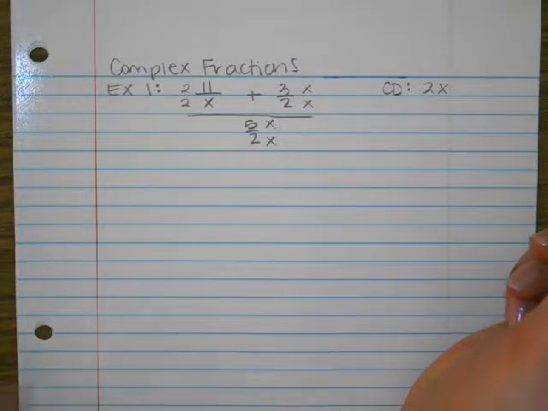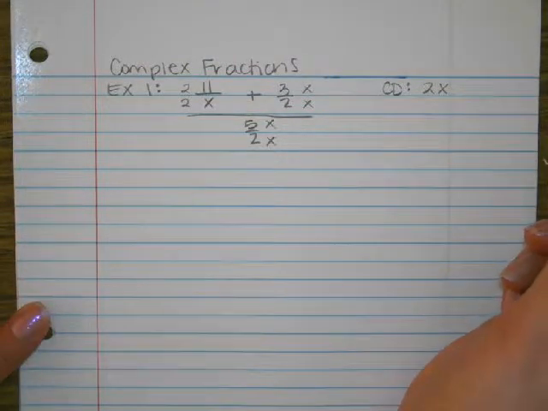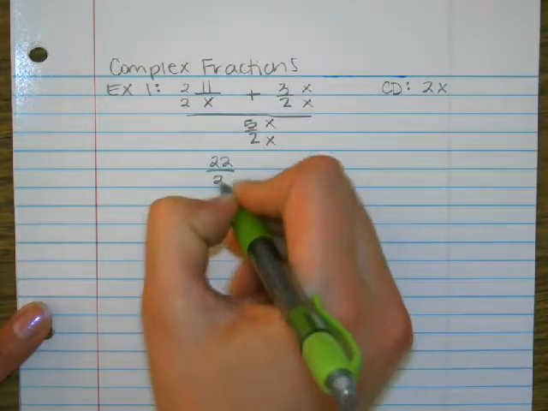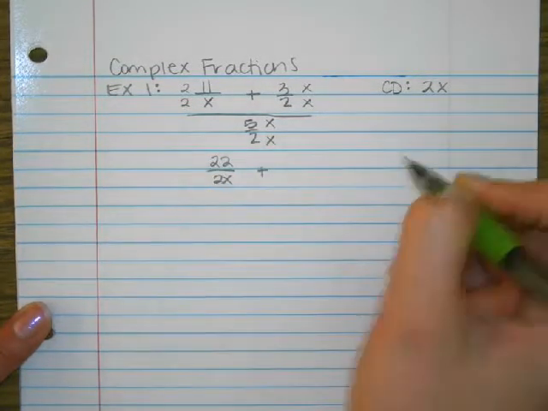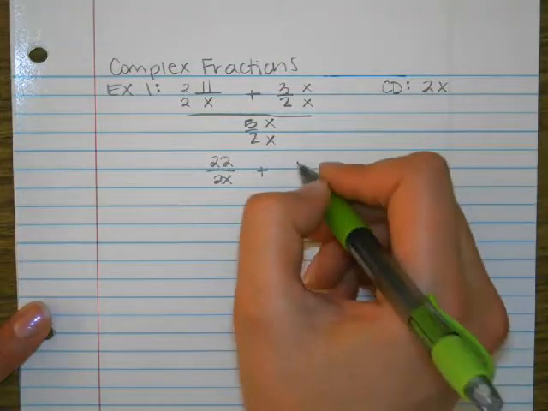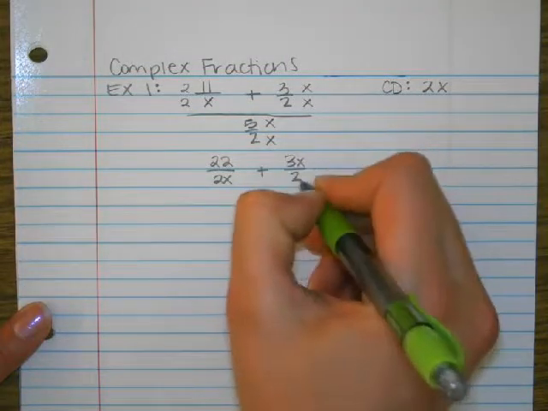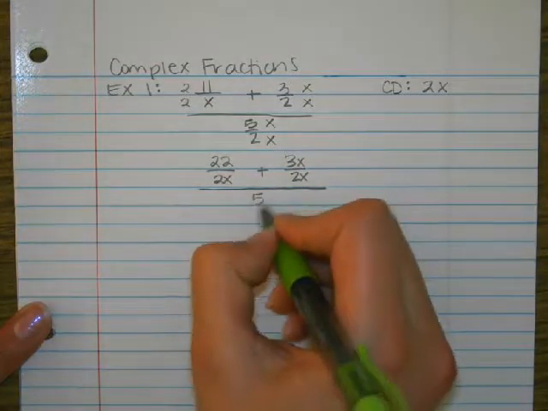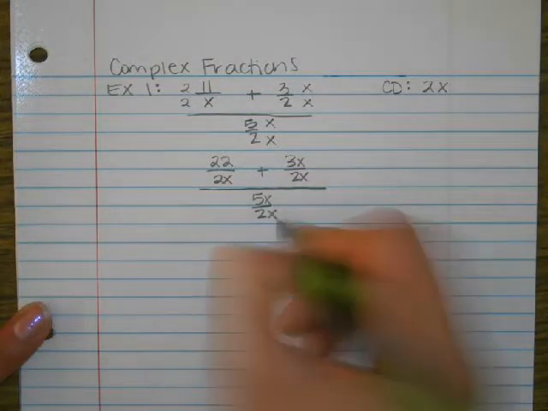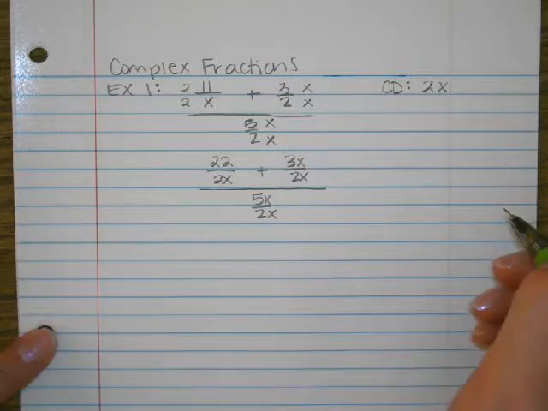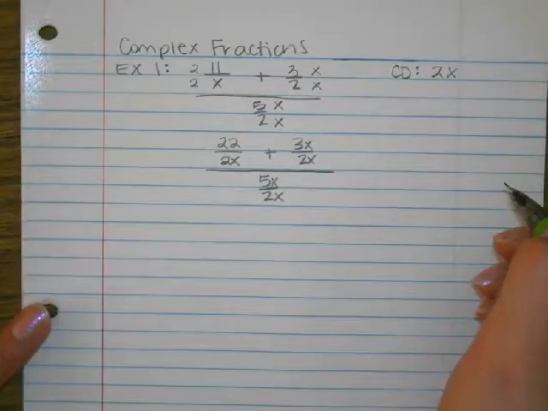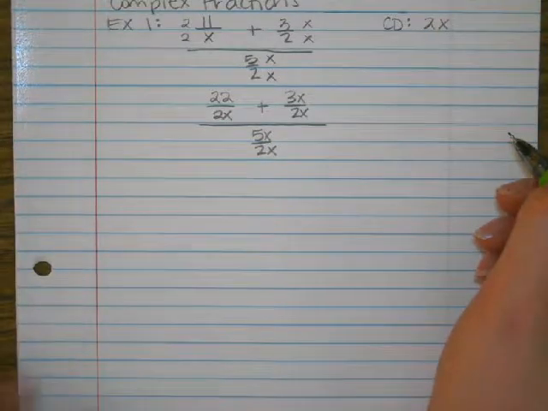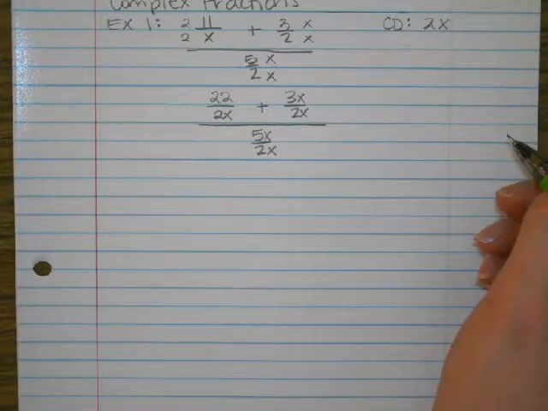So that gives us 22 over 2x plus, what's my next one? 3x on 2x. Divided by 5x on 2x. So far, not too bad, right? We've done all these things before.